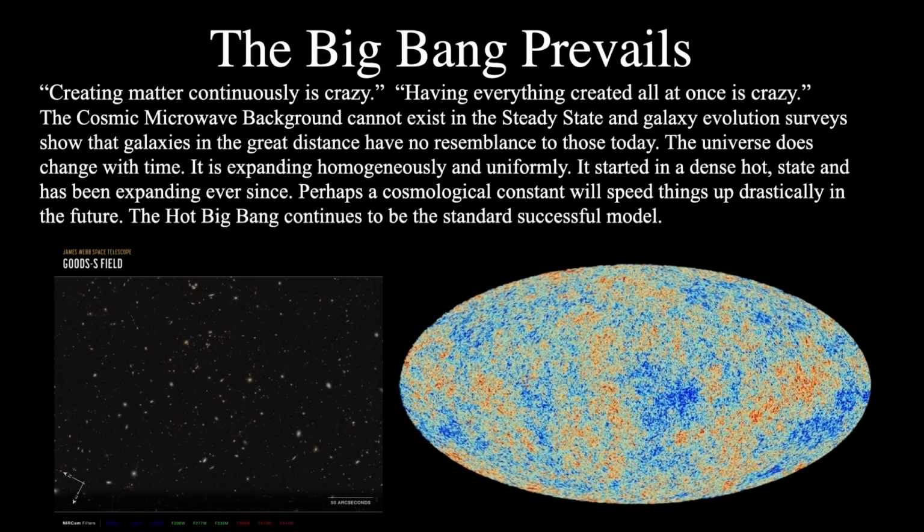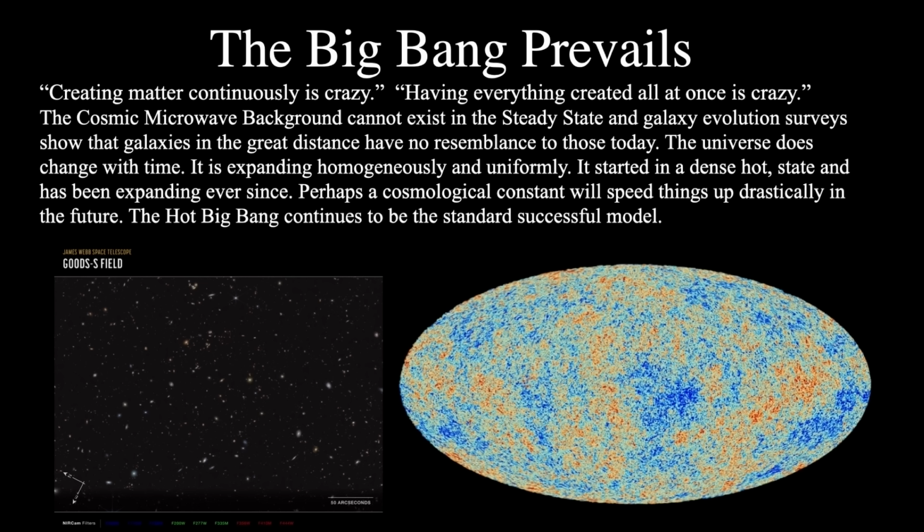Therefore, the Big Bang idea prevailed due to the existence of the cosmic microwave background and the galaxy evolution surveys that have been shown. So we do know that it's expanding homogeneously and uniformly. Both the steady state and the Big Bang could solve that. But if it started in a dense hot state and has been expanding ever since, then the cosmic microwave background is a direct prediction of the Big Bang and not just some arbitrary hack add-on that the steady state model would have to do. The Big Bang predicts it, steady state doesn't predict it.